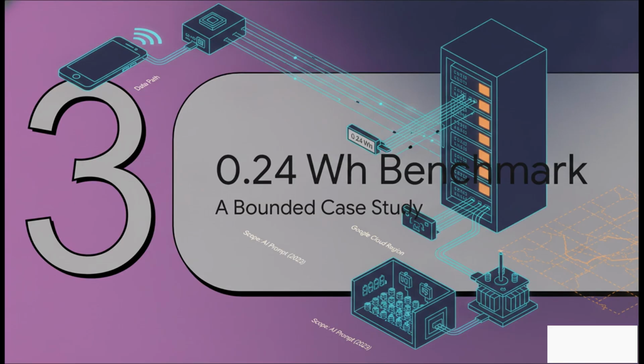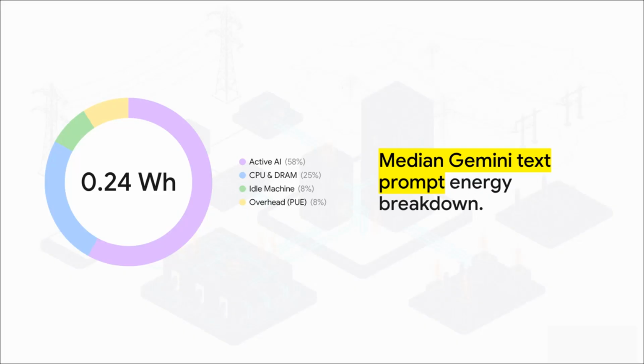Okay, let's move on to step 3 and see how this builds into an actual measurement by looking at a highly specific, bounded case study. Back in May 2025, Google comprehensively measured their median Gemini Apps text prompt, and it clocked in at exactly 0.24 watt-hours. This brilliantly illustrates that full production stack we've been talking about.